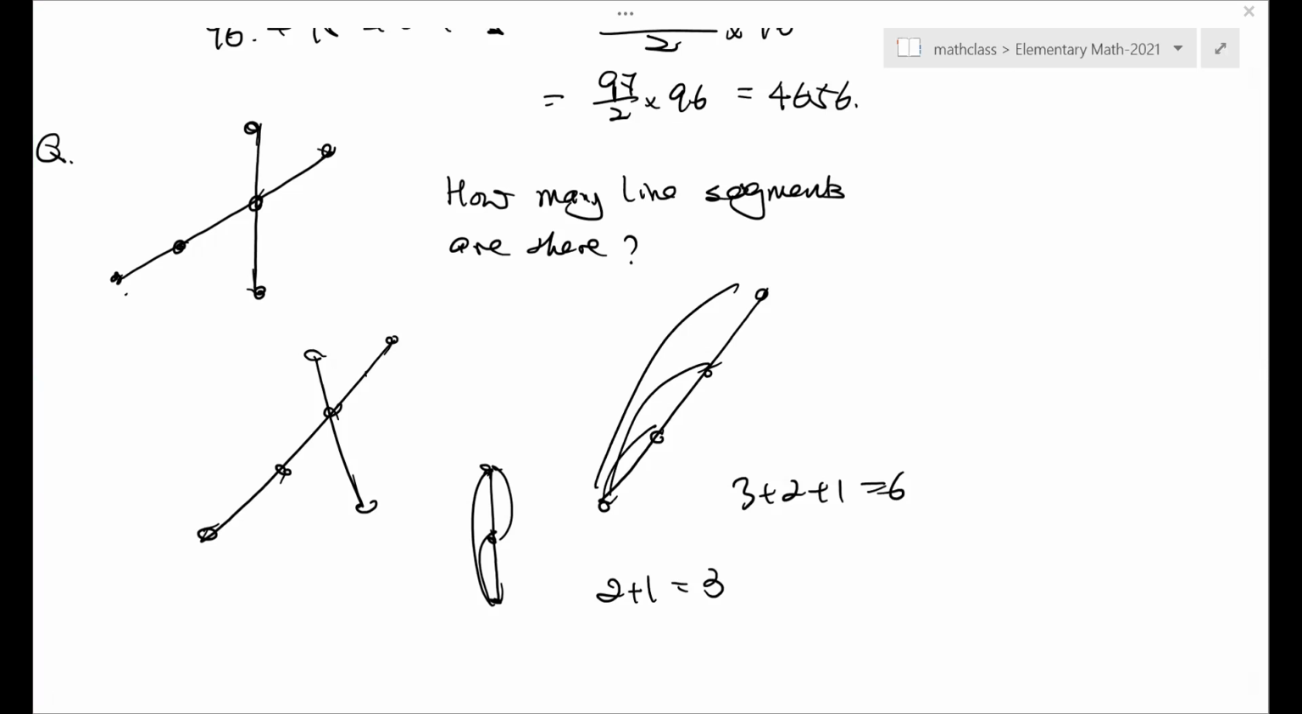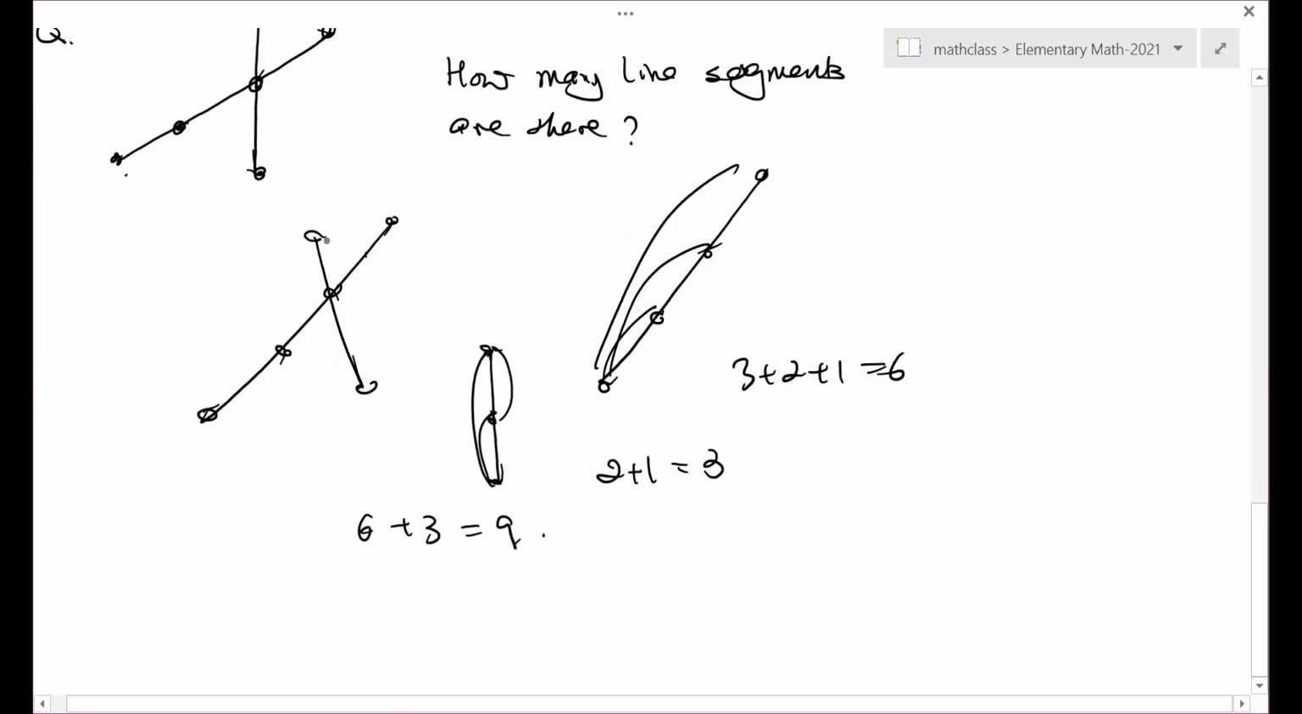Right? Add them together. How many do you get? So it's going to be at least 6 plus 3, which is 9, right? So that's the answer. How many line segments can you get? It's 9.